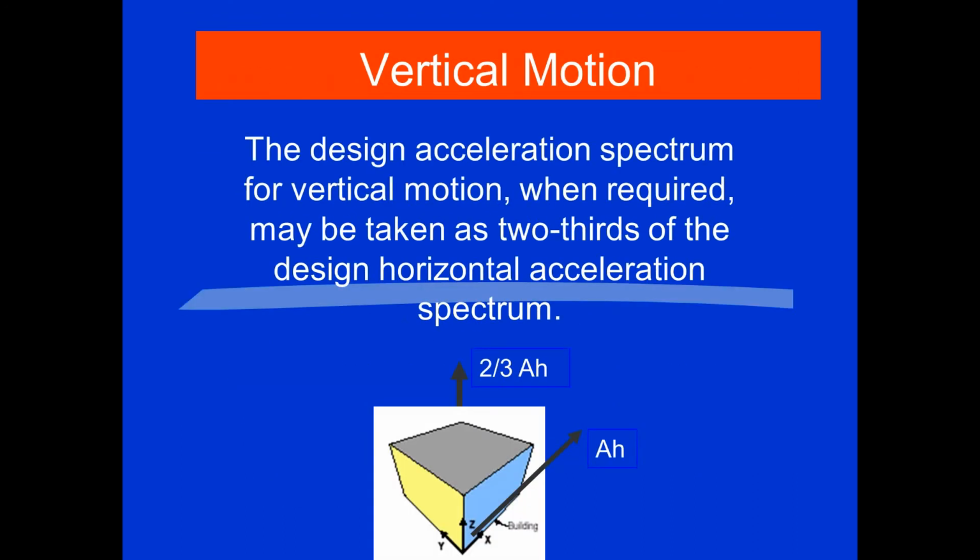So let us see what is the contribution of the vertical motions. The design acceleration spectrum for the vertical motions, where required, may be taken as 2/3 of the total design horizontal acceleration. So whatever horizontal acceleration you obtain as per IS 1893-2002, if you take 2/3 of the same value, then you will get the vertical motions of the building.